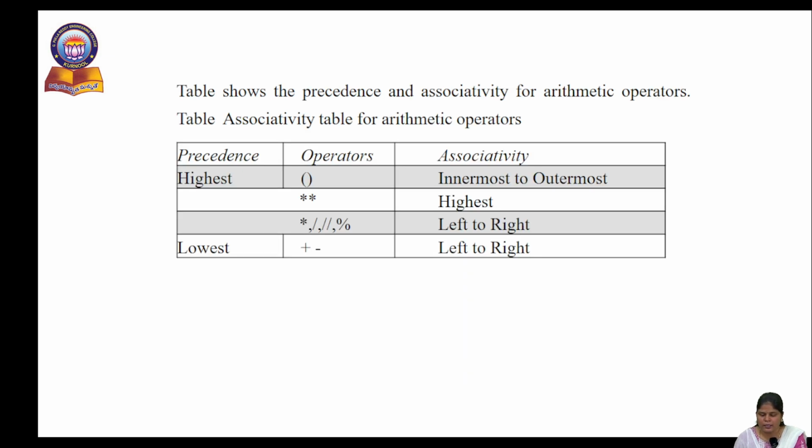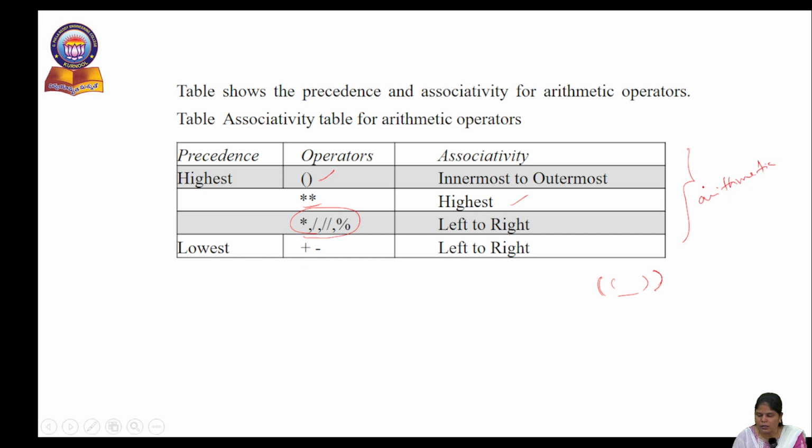Right? So highest precedence and the associativity. Before the exponential notation, we have another one called brackets. These braces will be given the highest precedence, and the associativity is from inner to outer: first the innermost braces will be evaluated, and then the outermost braces. Then we have the exponential, then the normal arithmetic operators, and the lowest are plus and minus. So this is regarding the arithmetic operators.